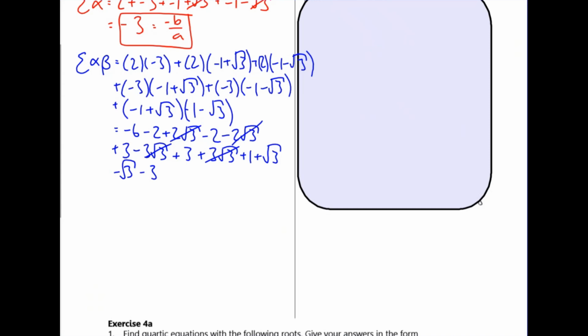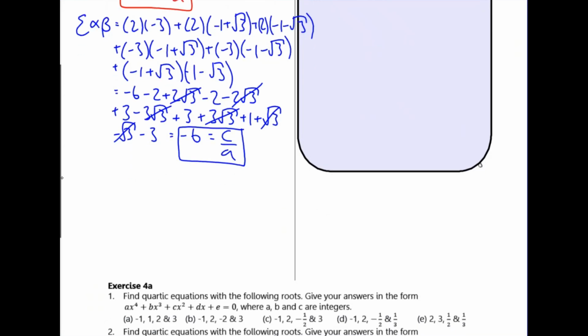Be careful when you do root 3 times root 3, it's 3, not 9. It's an easy mistake to make. And again, those root 3s have cancelled out. Collecting all of these up, so minus 6 minus 2 is minus 8, minus 2 is minus 10, plus 3 gives you minus 7, plus 1 is minus 6, minus another 3 gives me minus 9, and that is equal to c over a. You can use your calculator for that.